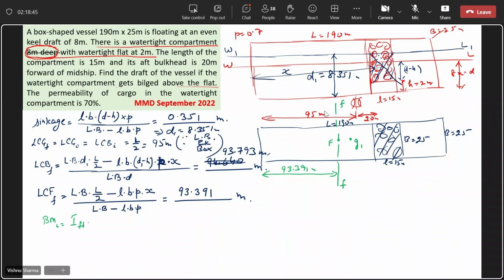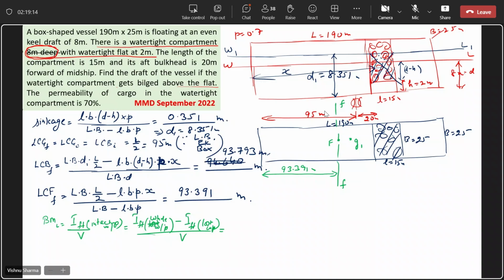Now BML will be equal to IFF of the intact water plane upon volume of displacement. It will be IFF of the whole water plane, sorry, my mistake, whole water plane minus IFF of the lost water plane, divided by V. But FF is not a standard axis for either the whole water plane or the lost water plane.